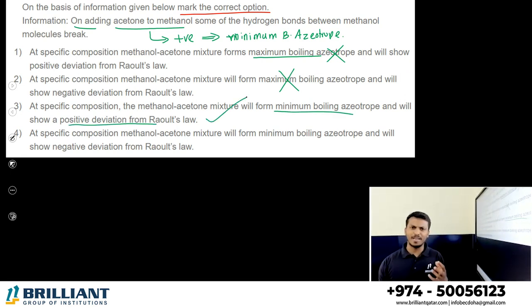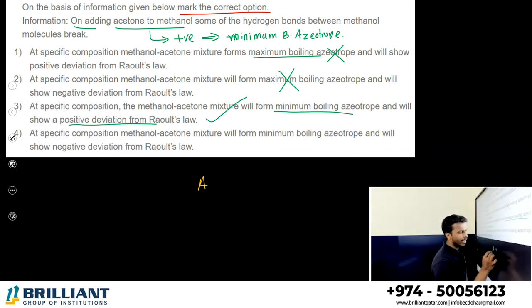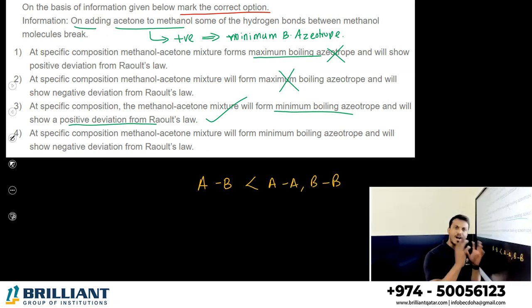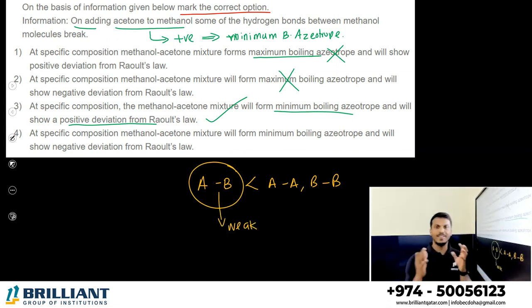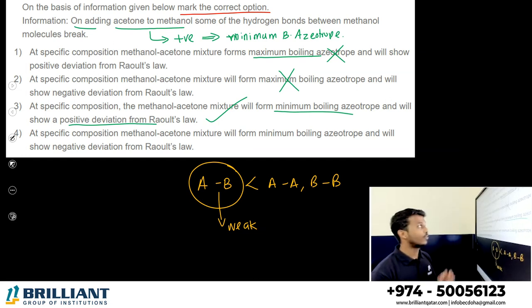Why do they form a minimum boiling azeotrope? Why does their mixture have a low boiling point here? We studied that in a positive deviation, AB interaction is weaker than AA and BB, which is the system after mixing AB. This is a weaker bond, right? The weaker the bond in the mixture, the more easily you can break it, and its boiling point will reduce. So it has a minimum boiling point. Be very careful, see the question. This question is related to the example. We should know which deviation the example belongs to.